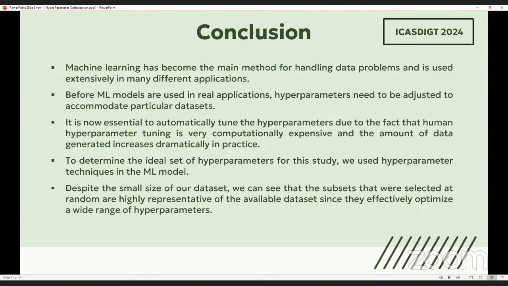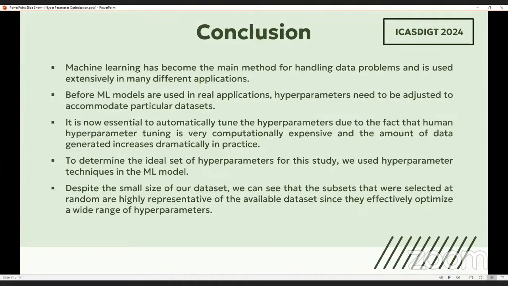Conclusions. Machine learning has become the main method for handling data problems and is used extensively in many different applications. Before machine learning models are used in real applications, hyperparameters need to be adjusted to accommodate a particular dataset. Automated tuning of hyperparameters is now essential because human hyperparameter tuning is computationally expensive and the amount of data generated is increasing dramatically in practice.